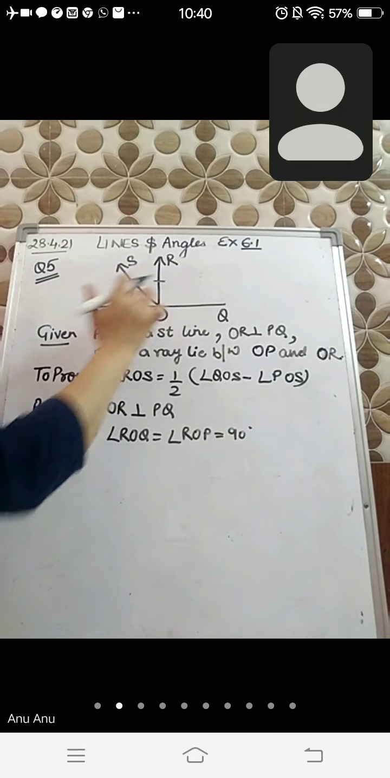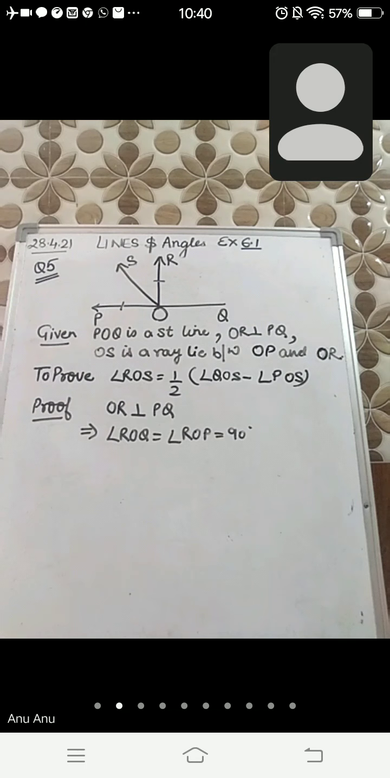This ray is lying between these two. It is not written that it divides it in half. It is given that it is lying between these two, which means they are not equally divided.